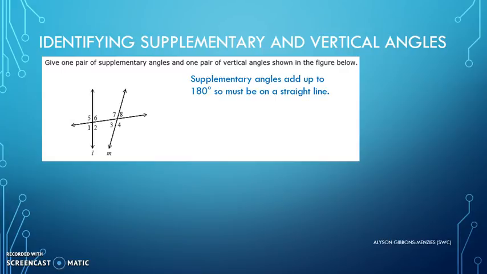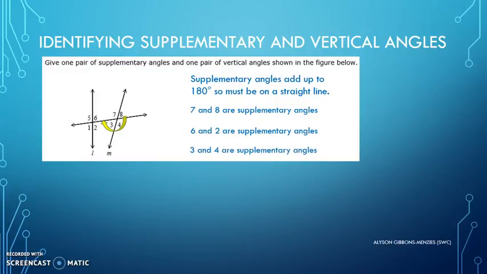Supplementary angles must add up to 180 degrees, so they must be on a straight line. For example, 7 and 8 are on a straight line, so they are supplementary angles. 6 and 2 are also on a straight line, so 6 and 2 are supplementary angles. 3 and 4, again on a straight line, so are supplementary angles.